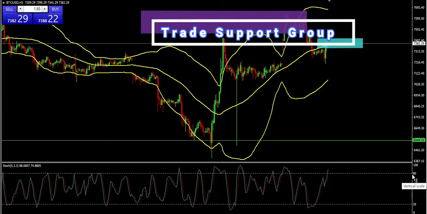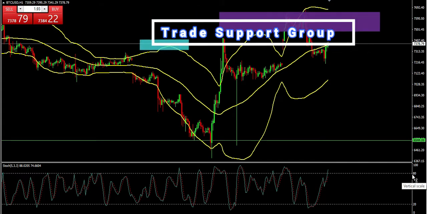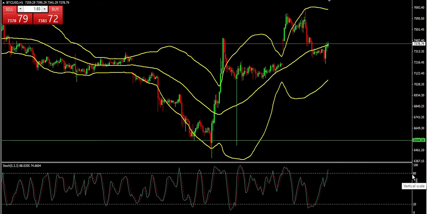Hey guys, David again from Trade Support Group. Remember, we're on a Tuesday new strategy, Bollinger Band 50 with a stochastic, the normal setting. So we've got a couple of indicators here that I want to show you guys before we initiate a trade. Maybe we won't do it right this second. We're looking at the Bitcoin USD.